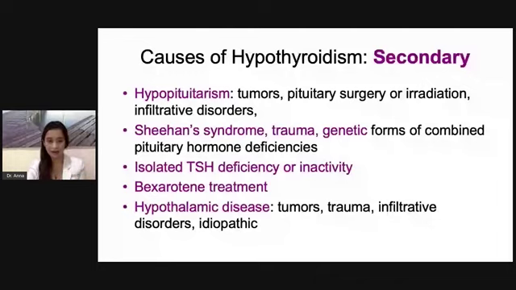For secondary hypothyroidism, meaning the cause could be hypopituitarism, it could be from Sheehan's, trauma, even genetic or isolated, or even hypothalamic disease. So these are very rare conditions. The most common for this one would be hypopituitarism, but in itself, it's still not very common.